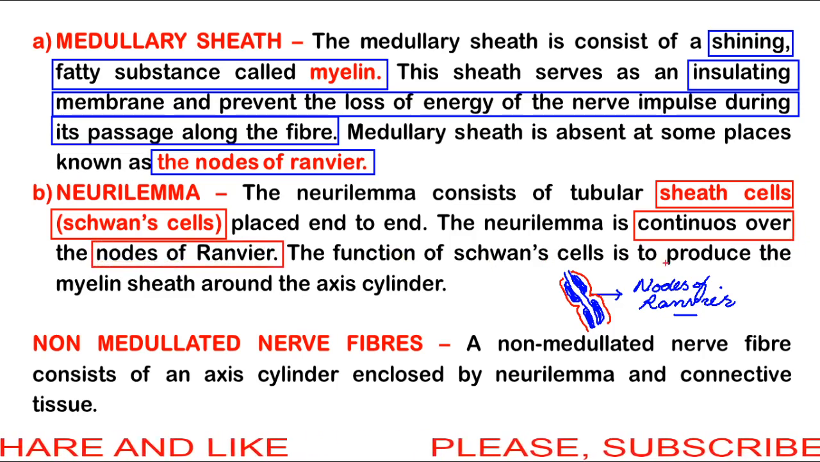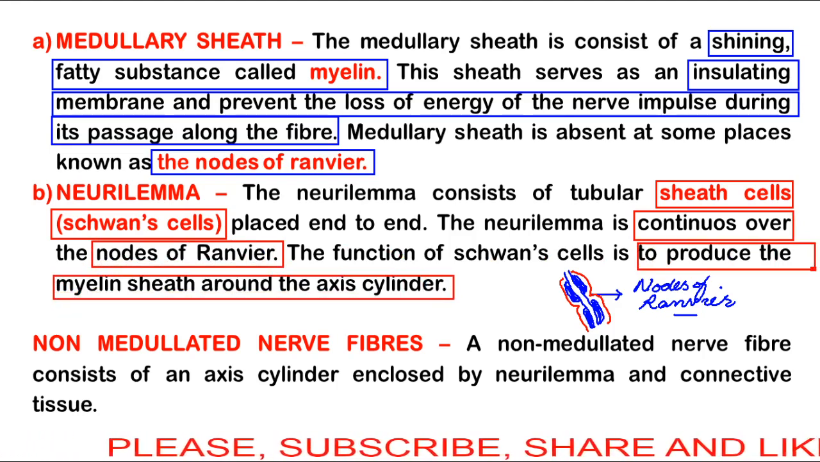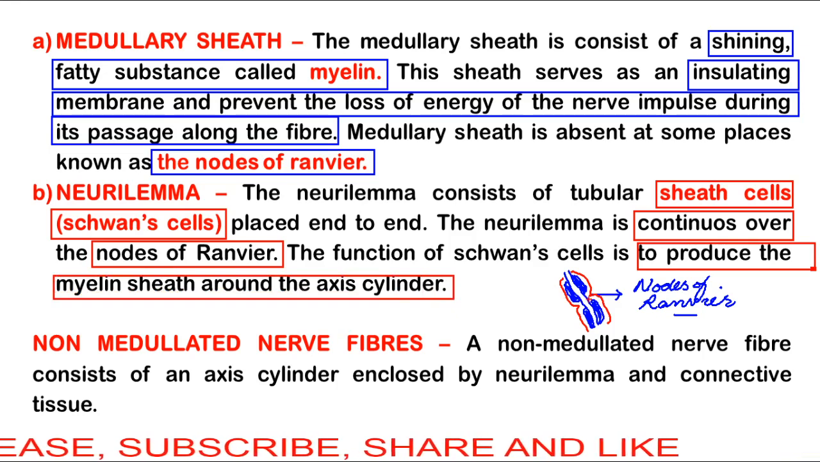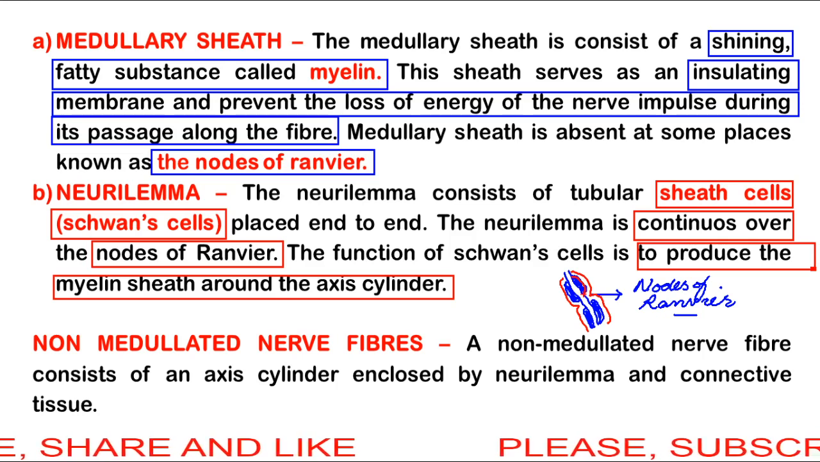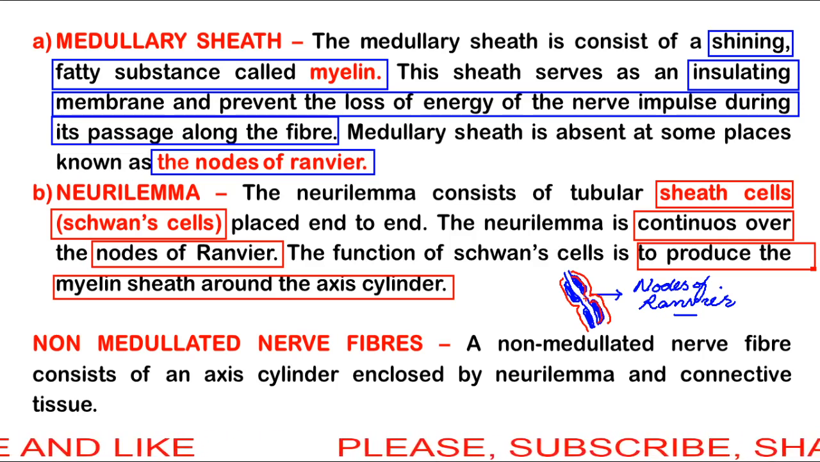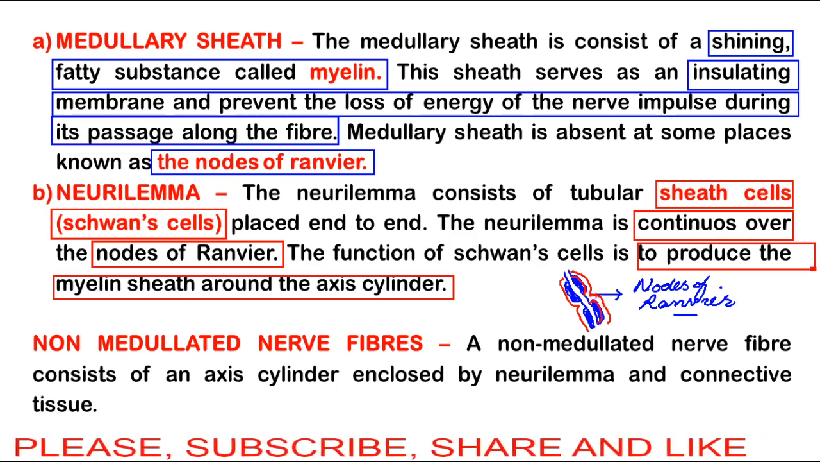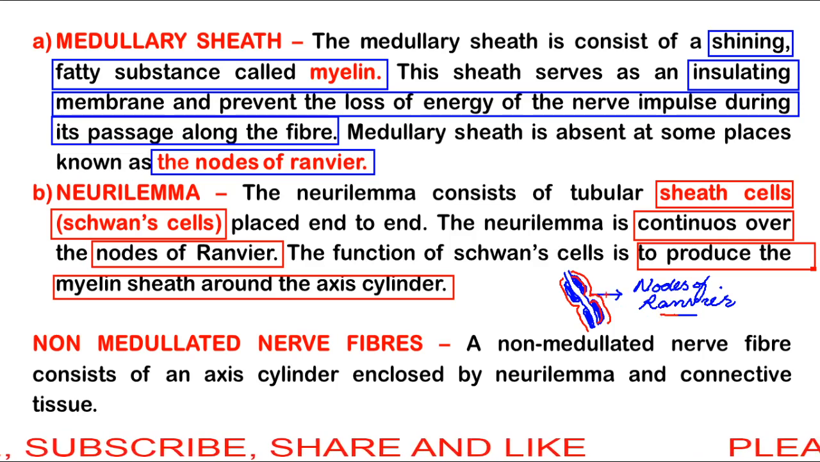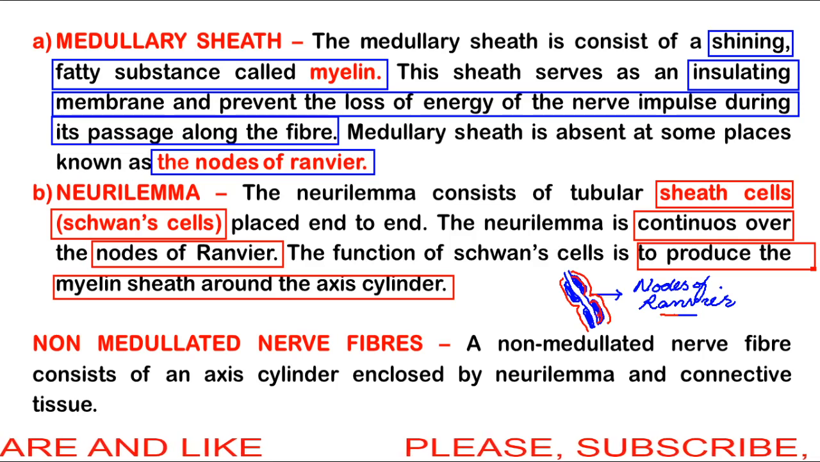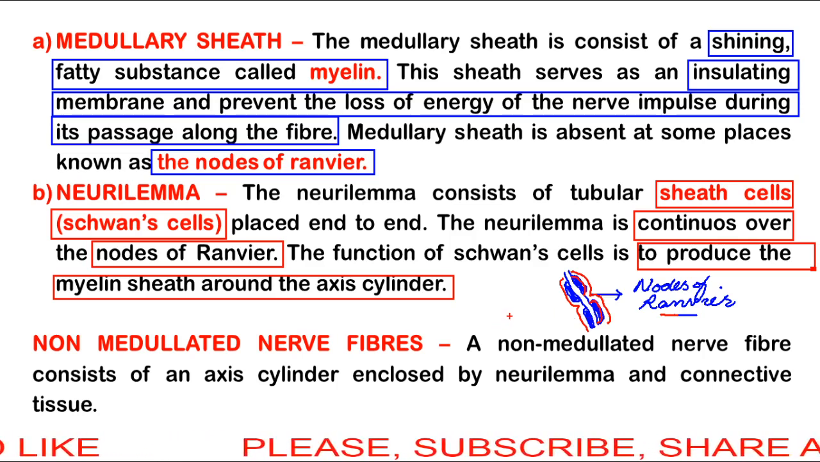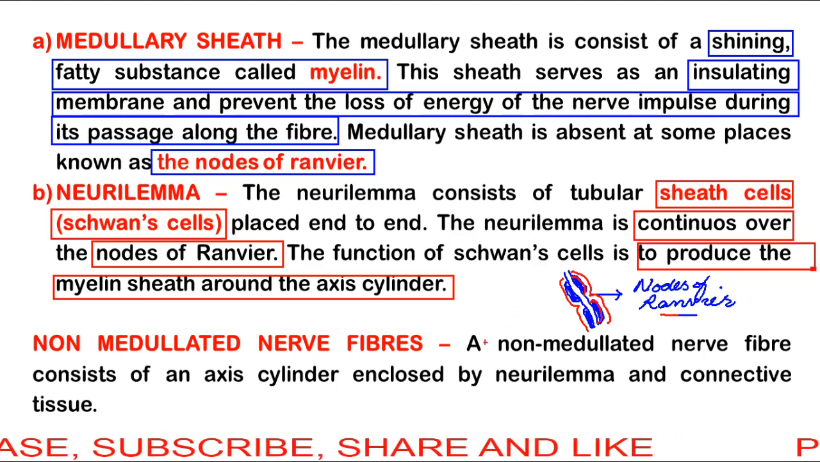The function of Schwann cells is to produce the myelin sheath around the axis cylinder. So you can see here that this myelin sheath is discontinuous. There is a space present between two myelin sheaths, and this space is known as the nodes of Ranvier, but the neurolemma is continuous over the nodes of Ranvier, and the function of neurolemma or Schwann cells is to produce the myelin sheath around the axon cylinder.